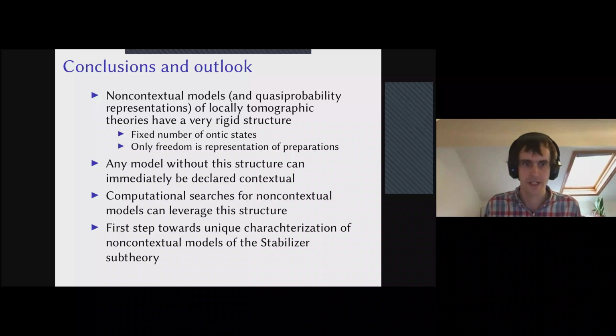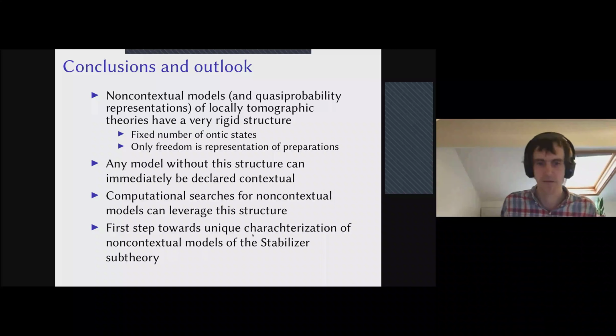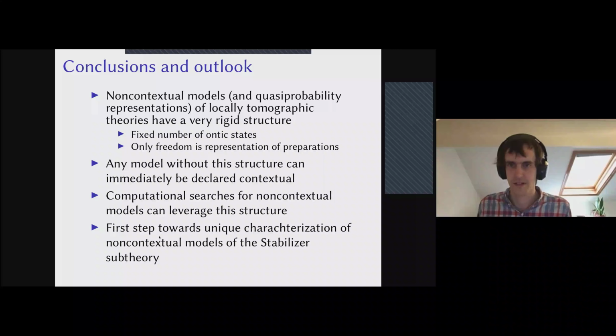Okay, so just to very quickly conclude, non-contextual models, once you take into account transformations, have a surprisingly rigid structure: a fixed number of ontic states, and only being able to choose how you represent states, everything else being done automatically. If you violate this structure, you have to have contextuality. If you're looking for non-contextual models on a computer or something, you can use this structure to narrow down what you have to search for. And it was very useful in studying the non-contextual model of the stabilizer subtheory. Okay, thank you very much.